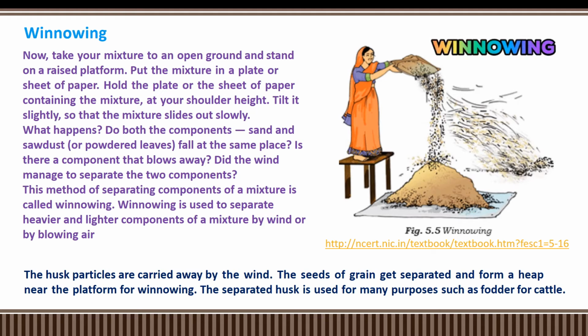This method of separating components of a mixture is called winnowing. That means winnowing is used to separate heavier and lighter components of a mixture by wind or by blowing air. The husk particles are carried away by the wind, and the seeds of grain get separated in a heap near the platform of winnowing. The separated husk is used for many purposes such as fodder for cattle.